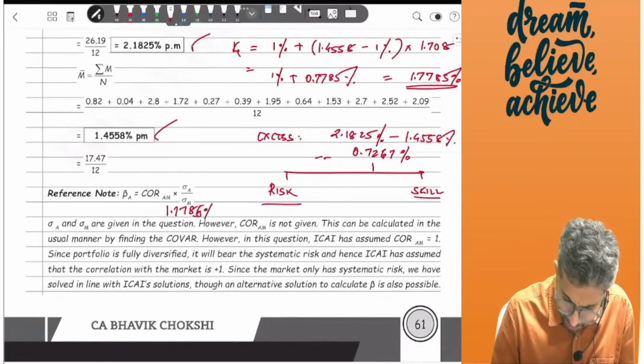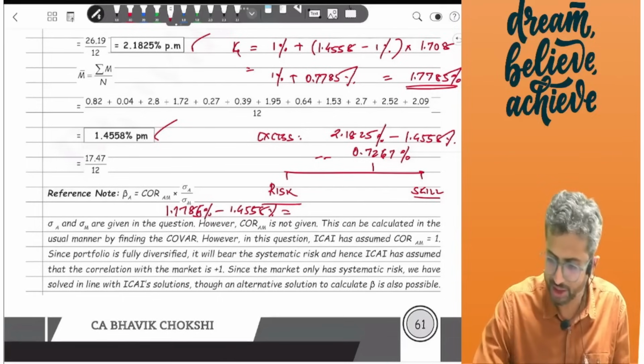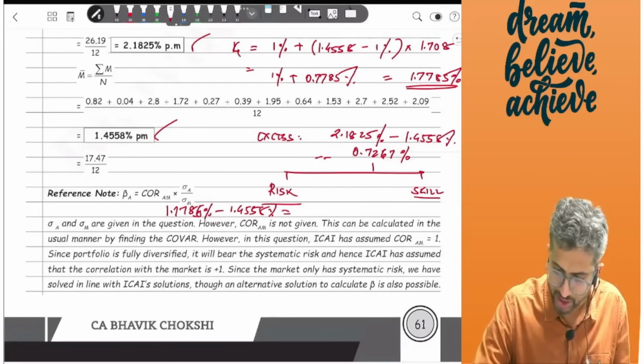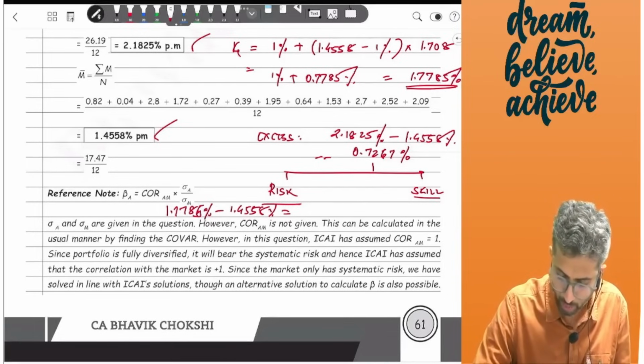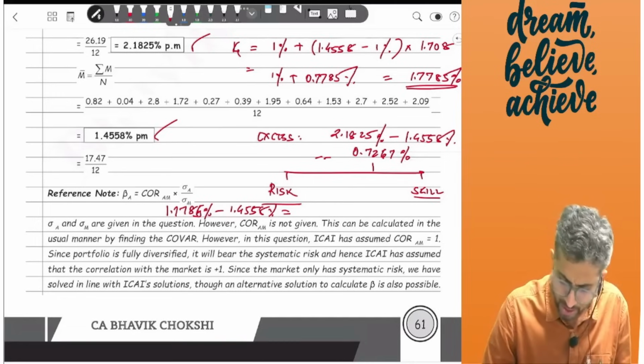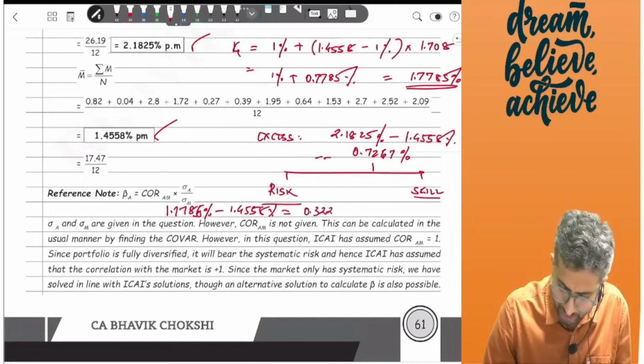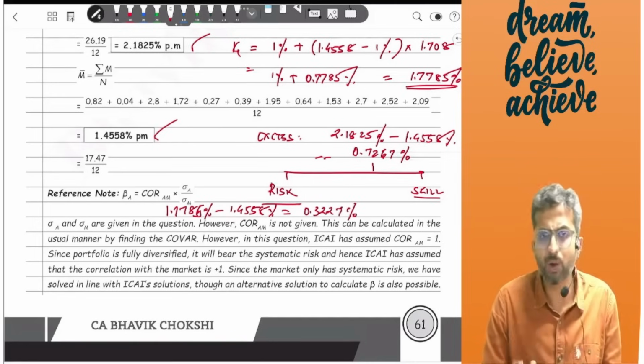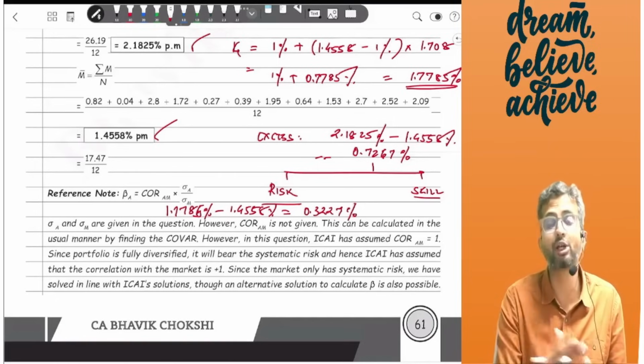1.7785 minus 1.4558. So this part of the excess return, 1.7785 minus 1.4558, this is around 0.3227. This part of excess return is attributable to the fact that you are bearing a higher risk.